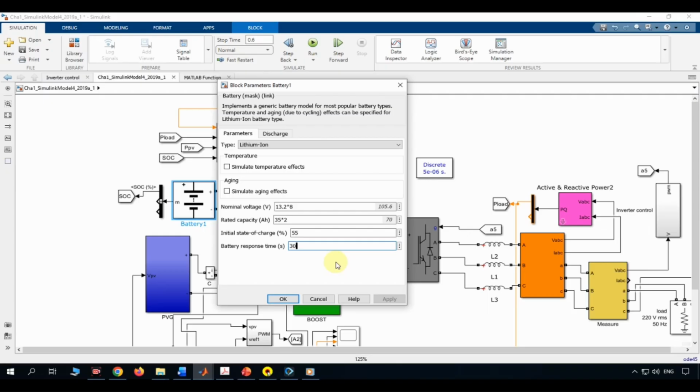Battery response time, 30 seconds, is a first-order filter time constant Simulink applies internally to smooth out the battery's voltage response. Real batteries don't respond to current changes instantaneously. There's some electrochemical lag.